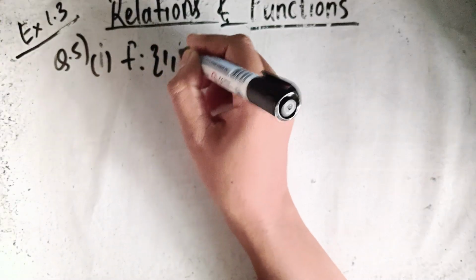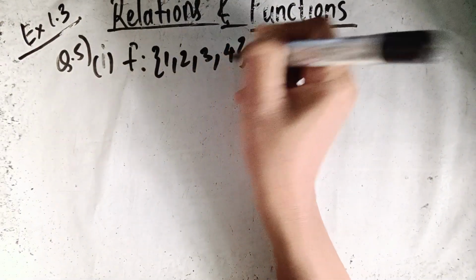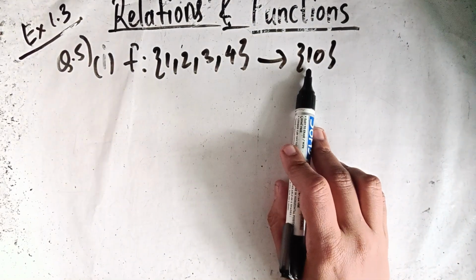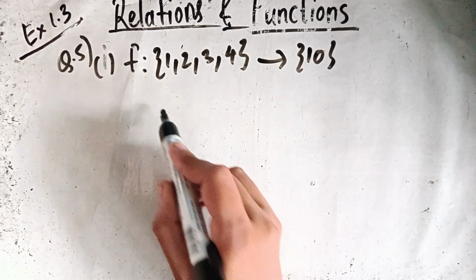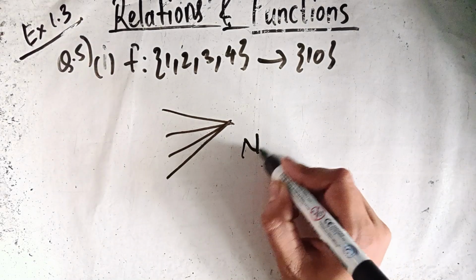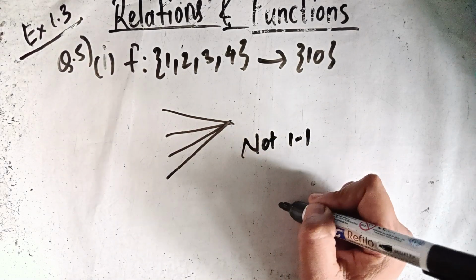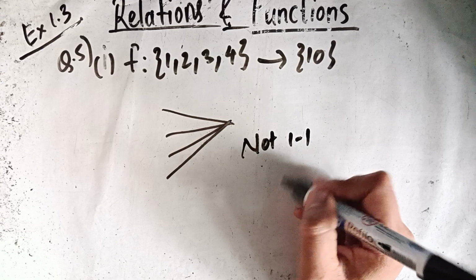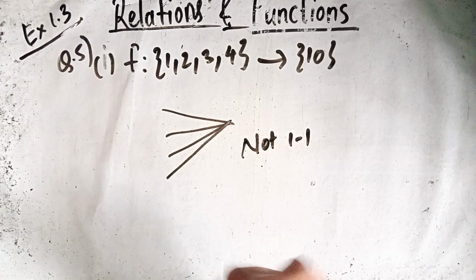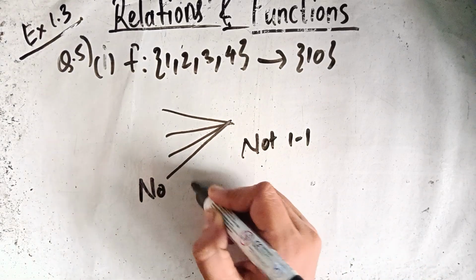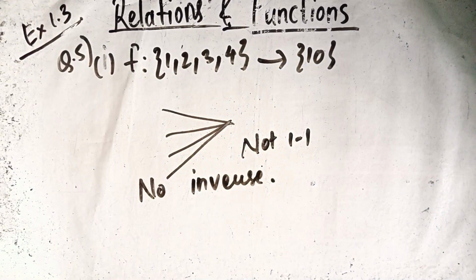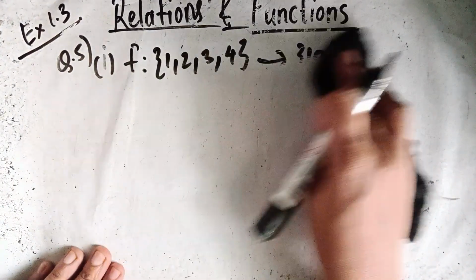f is from 1 2 3 4. Here all the numbers are going to the single point. Okay, so it will be like this. So this is not one-one. It is a many-one function. So f does not have any inverse. So no inverse. Okay, let's go for the second one.